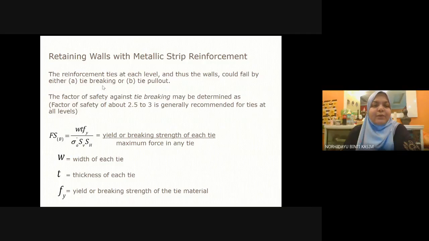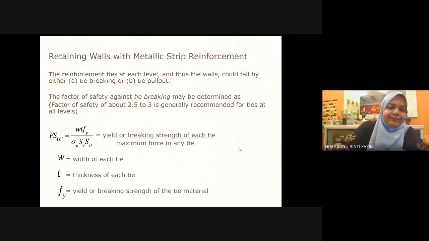could fail due to tie breaking or tie pull out. So you have to check the FOS against the tie breaking and also the tie pull out. The FOS should be more than 2.5. Usually the optimum FOS you should get is between 2.5 to 3. The equation to calculate the factor of safety for the breaking is given by this equation.